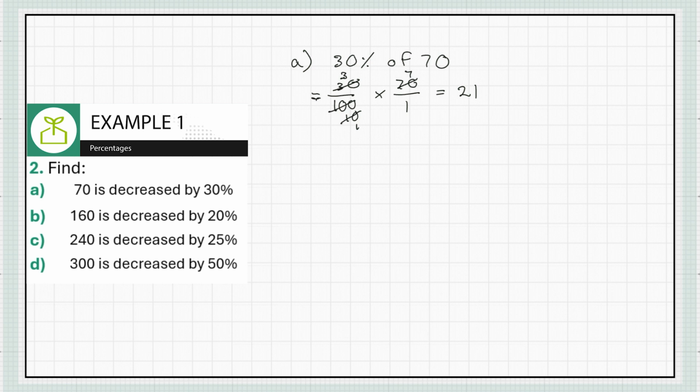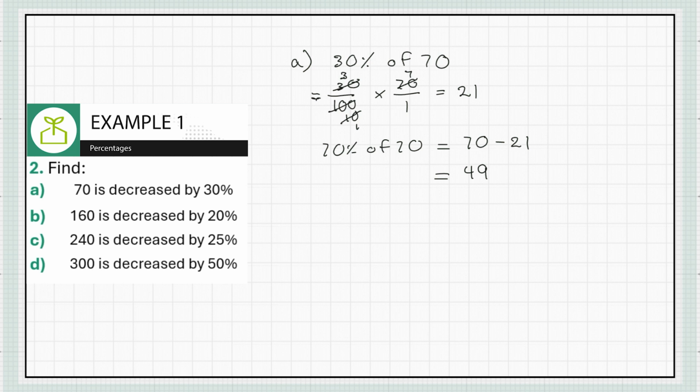Now we're looking to decrease 70 by 30%. So what we need to do is in fact do 100% minus 30%. So essentially 70% of 70 is going to be equal to 70 minus 21. And that is going to be equal to 49.